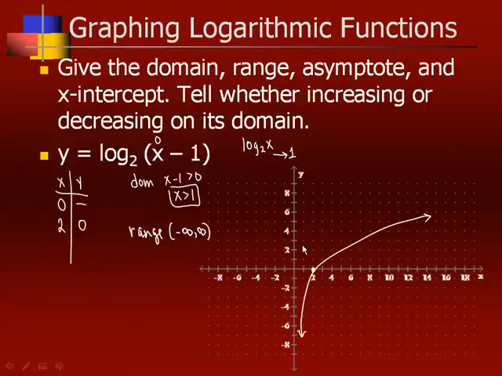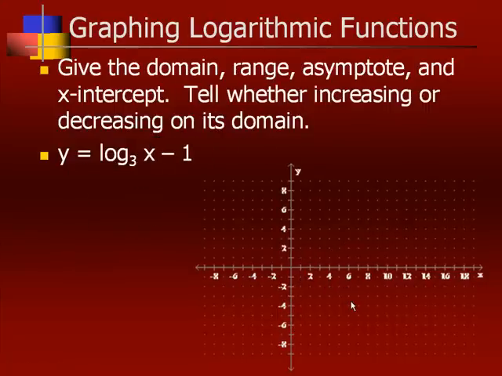The asymptote, now remember earlier it was 0, but because we shifted it to the right, technically that graph will never cross that line. So your vertical asymptote is the line x equals 1. The x-intercept is where y is 0, so the x-intercept is the ordered pair (2, 0). And the log functions are always increasing.